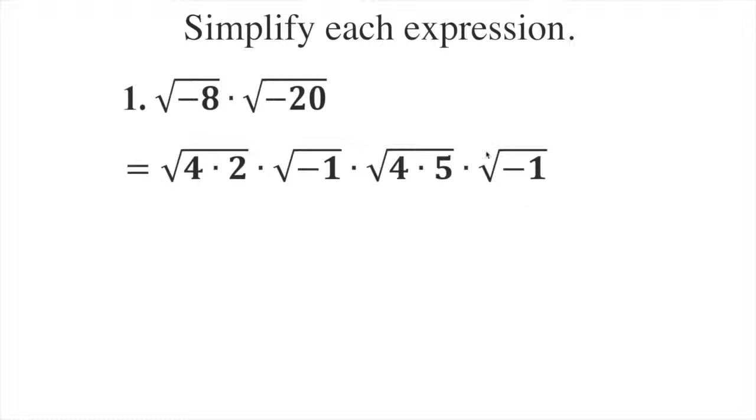Well, now that we've got this, it will make it a little bit easier for us. I know that this is i and this is i. So now we can start combining some things here. I've got 2i square root of 2 times 2i square root of 5.